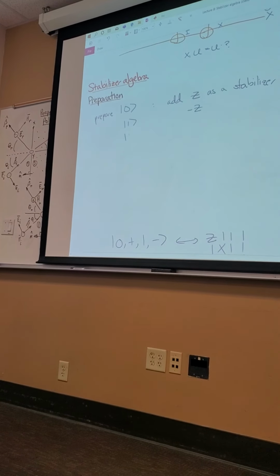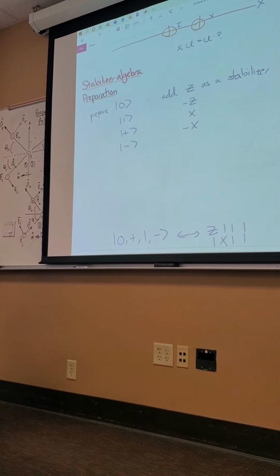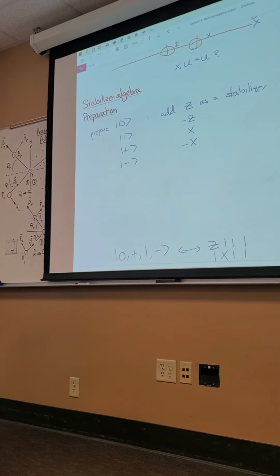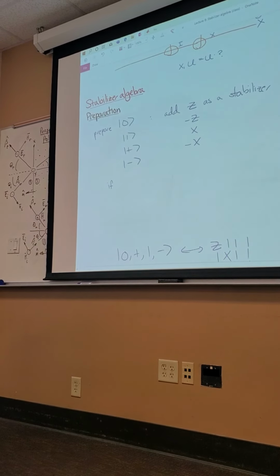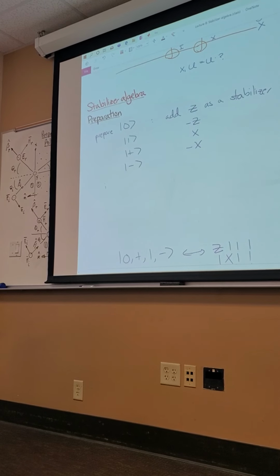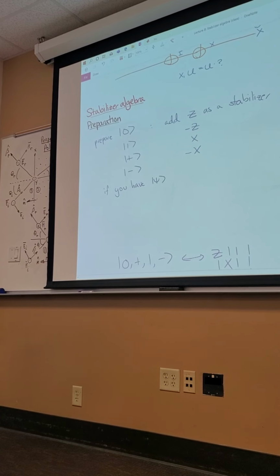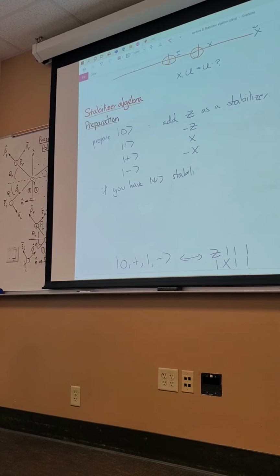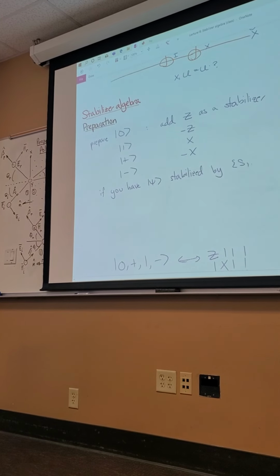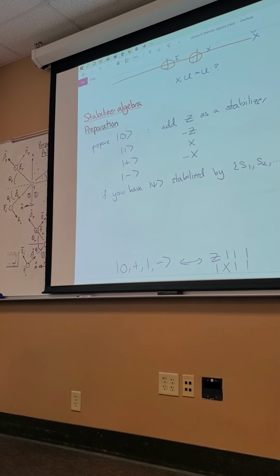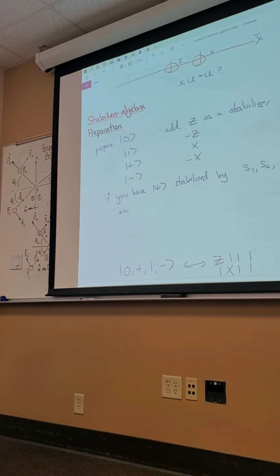Ket plus, you got X. Ket minus, you got minus X, and so on. If you already have a stabilizer, so if the state is psi, stabilized by stabilizer operators S1, S2, Sk, and you prepare 0.